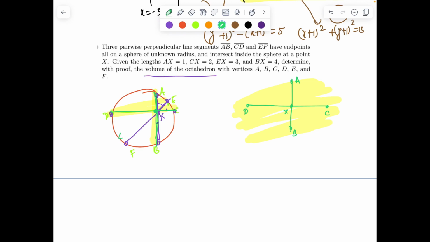And from this intersecting chord theorem, length AX is known. So this guy is 1, CX is known, it's 2.